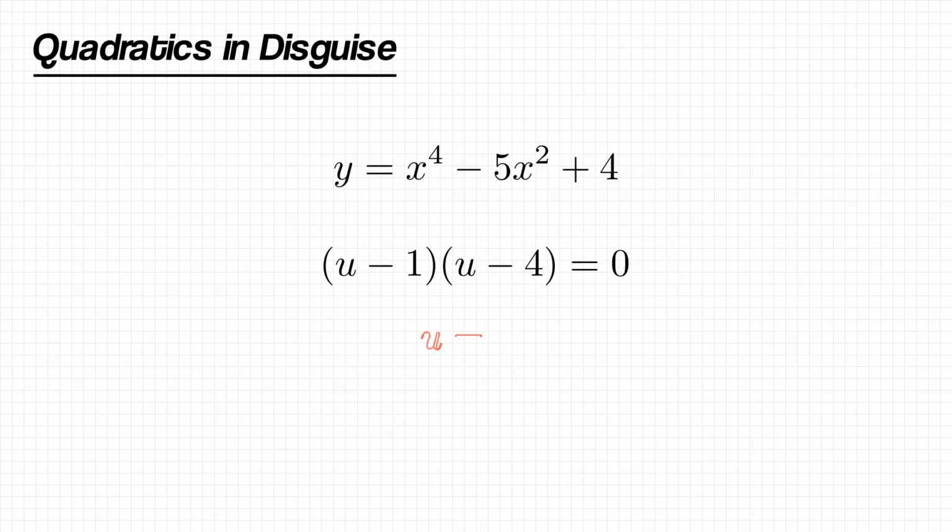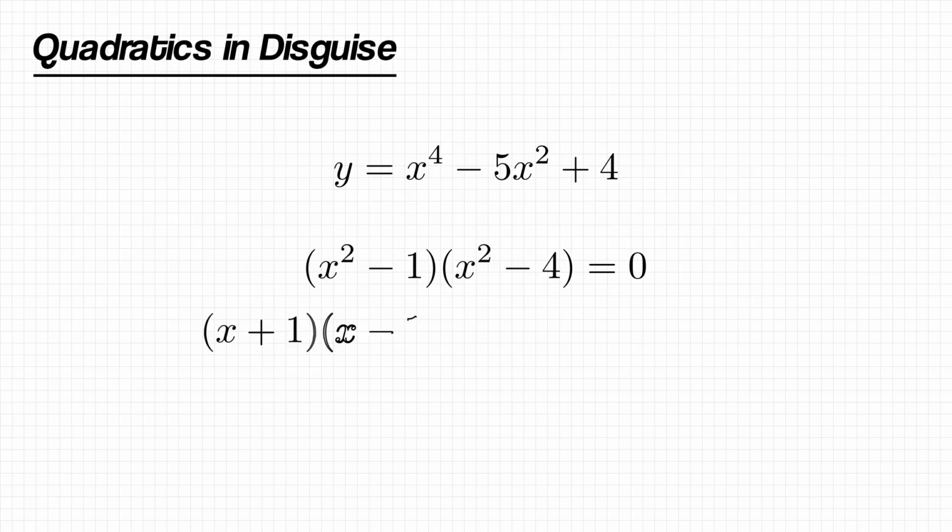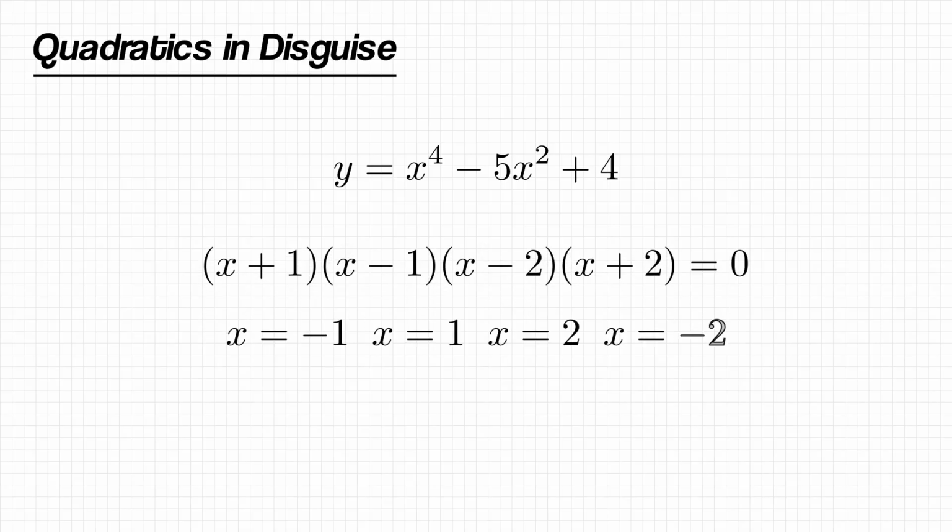Now let's use our substitution once more to rewrite our equation back in terms of x. Now we can further factorise this to deduce all the roots of our equation. These factors would give us solutions of x equal to minus 1, 1, 2, and minus 2.